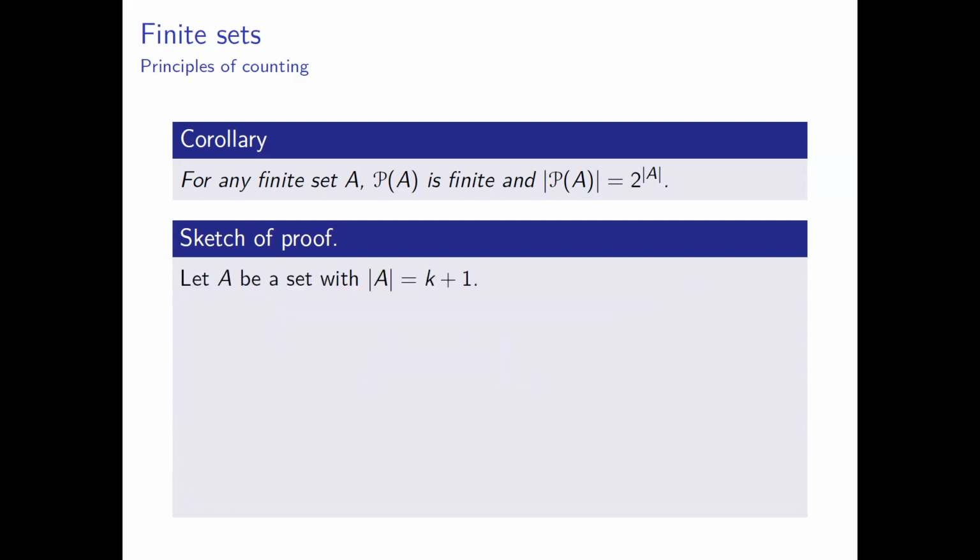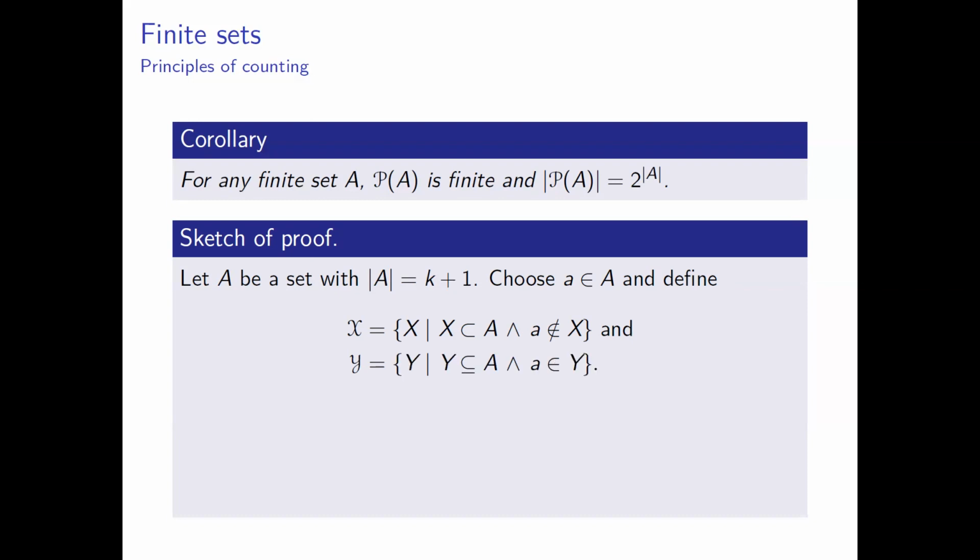Let A be a set with cardinality k plus 1. Choose an element small a of the set A and define the sets curly X and curly Y as follows. Curly X is the set of all subsets X of A which do not contain the element small a. And curly Y is the set of all subsets Y of A which contain the element small a. It is left as an exercise to show that curly X union curly Y is equal to the power set of A and that curly X and curly Y are disjoint.